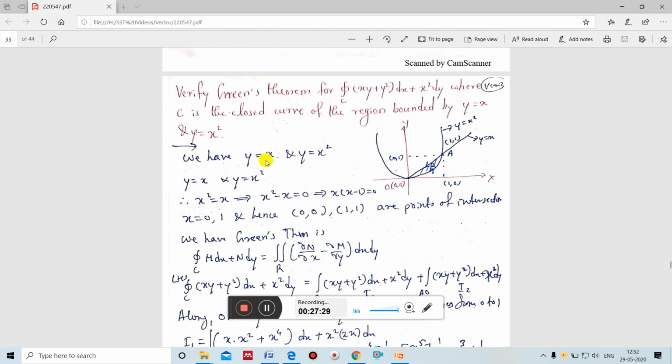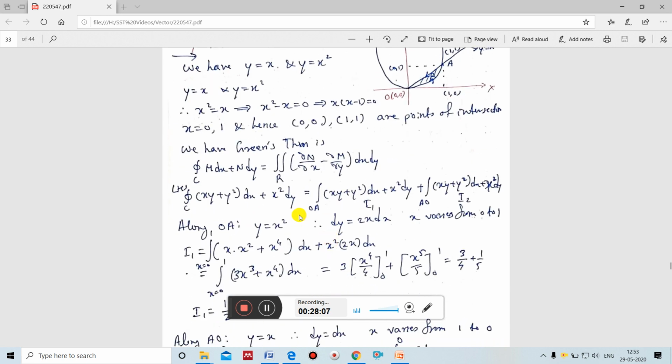y equal to x means a straight line passing through the origin. y equal to x square means x square equal to 4ay, a parabola along the y axis. Then find the points by comparing these two curves: x square is equal to x. On simplification we get x equal to 0 and x equal to 1. If we put the value of x in either curve, we get the other coordinate. If x equal to 0, y equal to 0. If x equal to 1, y equal to 1. The points of intersection are (0,0) and (1,1).